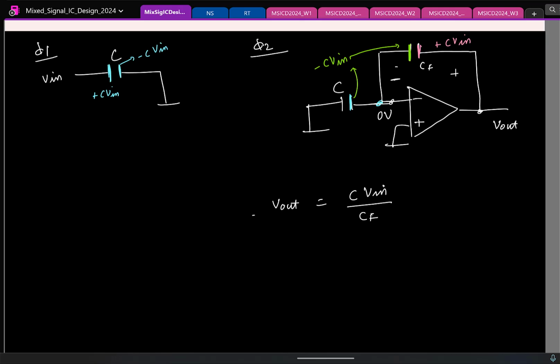No, but this is the current you want. See, this current is basically the charge transfer from C to CF. That is something you want. Once the charge is transferred, if the second stage is drawing any current, that will not come in this path, right? That will only come from this path. Okay.